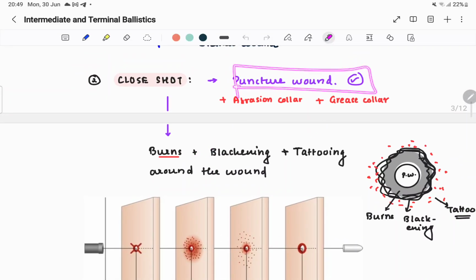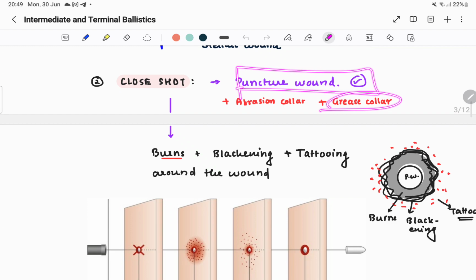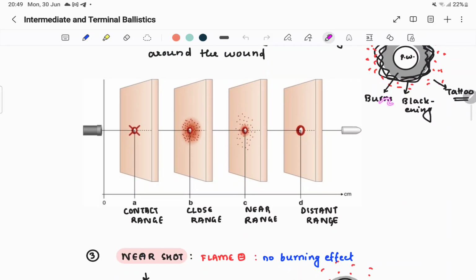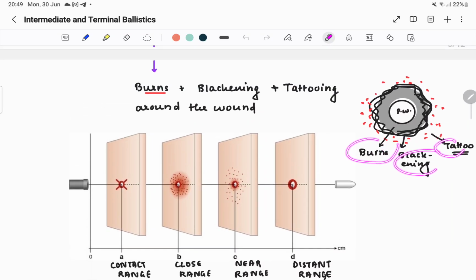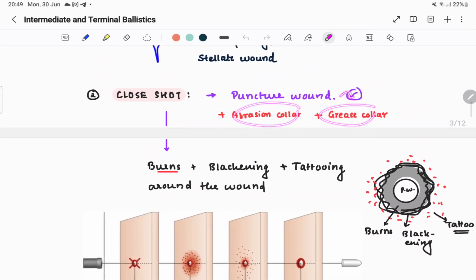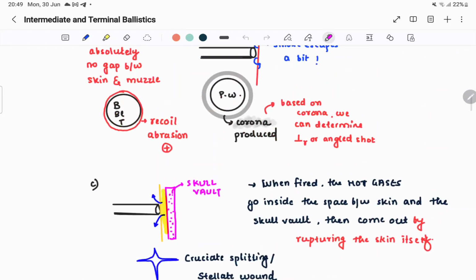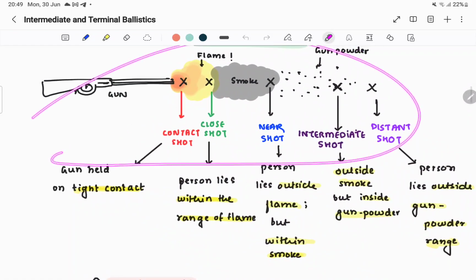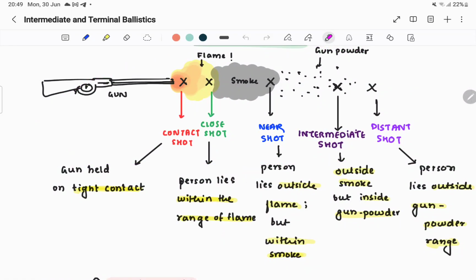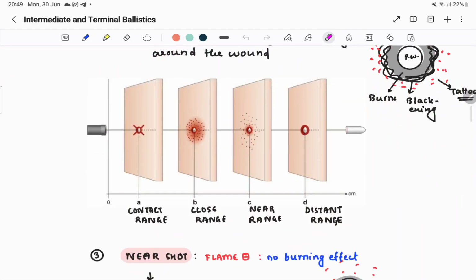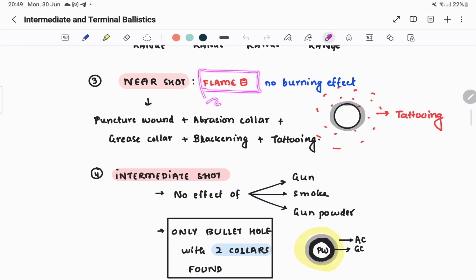Here there will be a puncture wound, abrasion collar and grease collar, burns, blackening, tattooing, everything will be produced over here. Near shot means, look at this. If you understood this diagram, then you can very well predict the effects. Near shot means outside flame, within smoke. Flame will not be there, so no flame, no burning, only a puncture wound will be there.